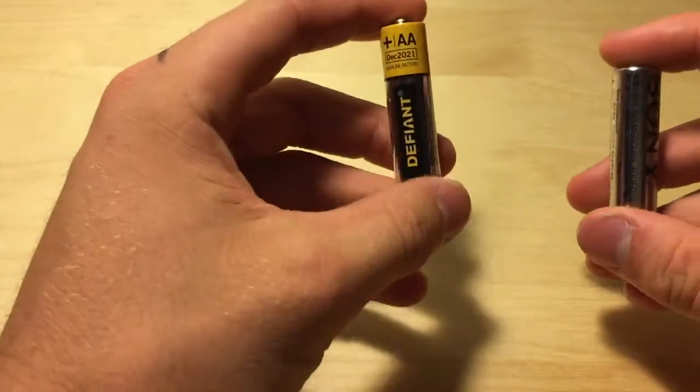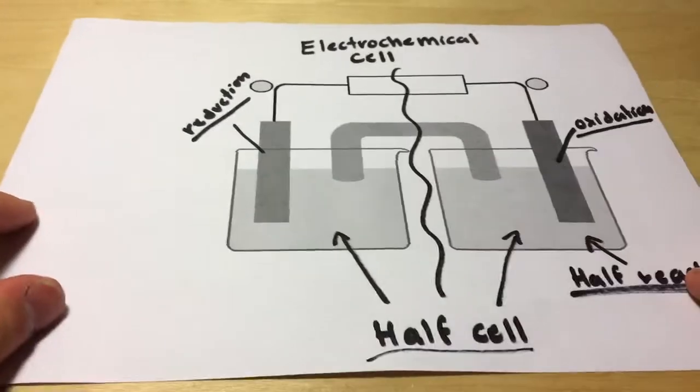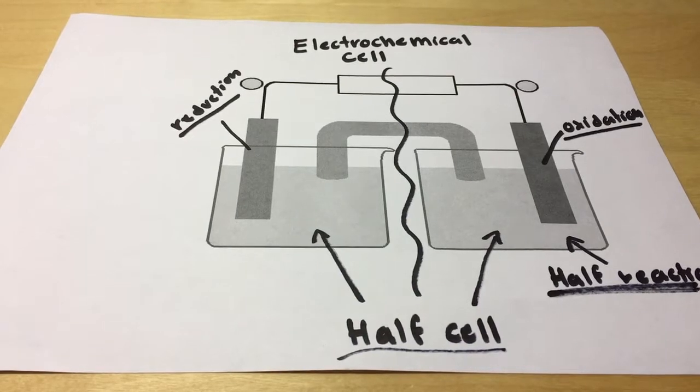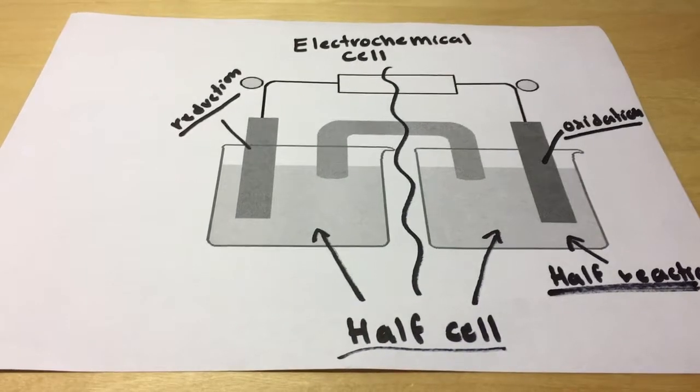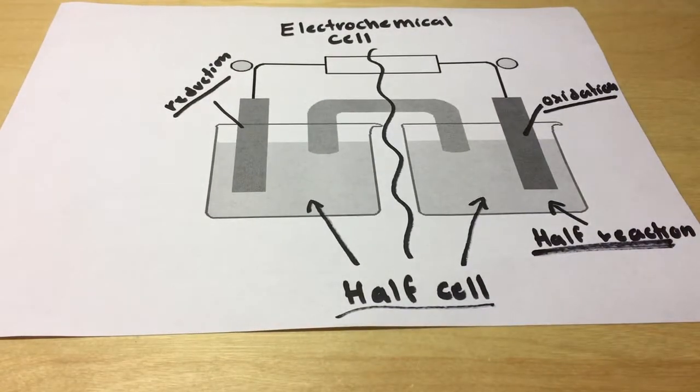In these batteries, they're electrochemical cells, which are systems that produce electric energy. Here's a diagram of an electrochemical cell. And electrochemical cells have many complex components, but for the purpose of this lesson, we only need to focus on a couple of them. We're going to break this down into two half cells. And each half cell has its own separate half reaction.